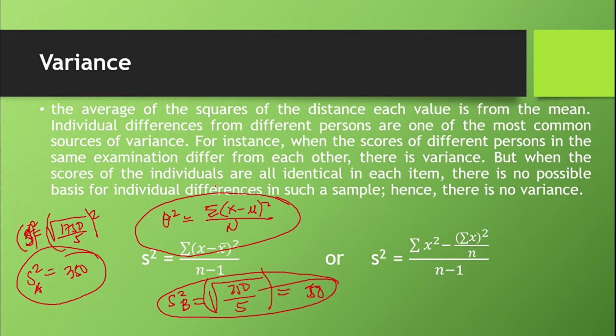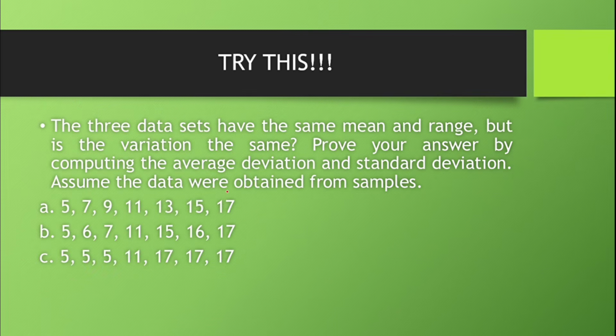Again, there are four measures of dispersion: the range, average deviation, standard deviation, and the variance. A simple way: the variance is the square of the standard deviation, or the standard deviation is the square root of the variance. So we have here, try this at home. There are three data sets that have the same mean and range, but is the variation the same? Prove your answer by computing the average deviation and standard deviation. Assume the data were obtained from samples. So 5, 7, 9, 11, 13, 15, 17; 5, 6, 7, 9, 11, 15, 16, 17; and 5, 5, 5, 11, 17, 17, 17, and 17.